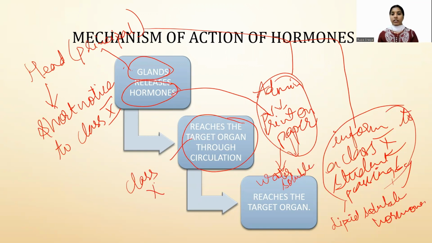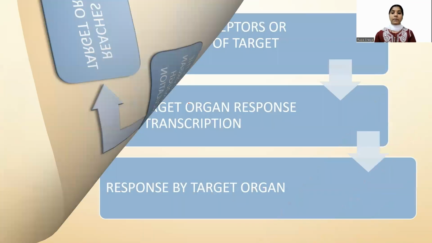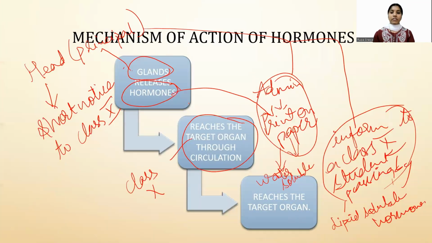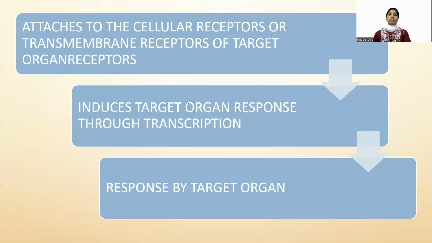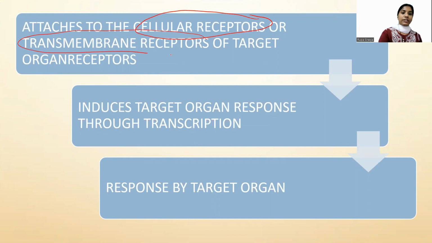Now it reaches the target organ and has two ways. Condition 1: it attaches to cellular receptors. Condition 2: transmembrane receptors. Cellular receptors are for lipid soluble hormones. Transmembrane receptors are for water soluble hormones.